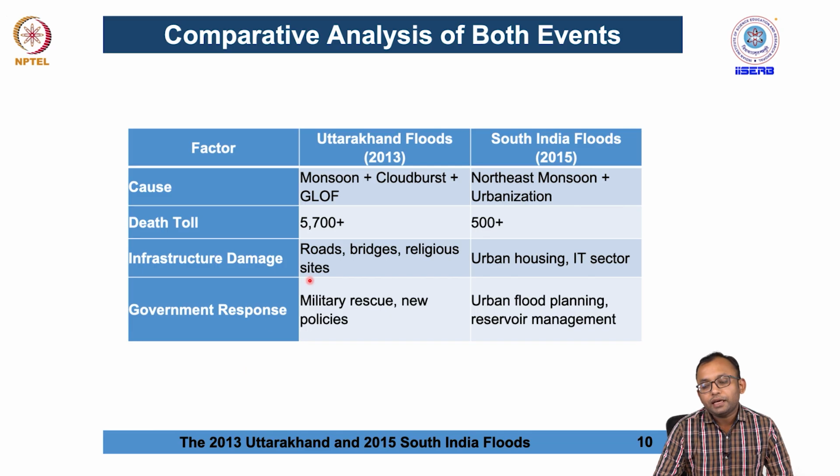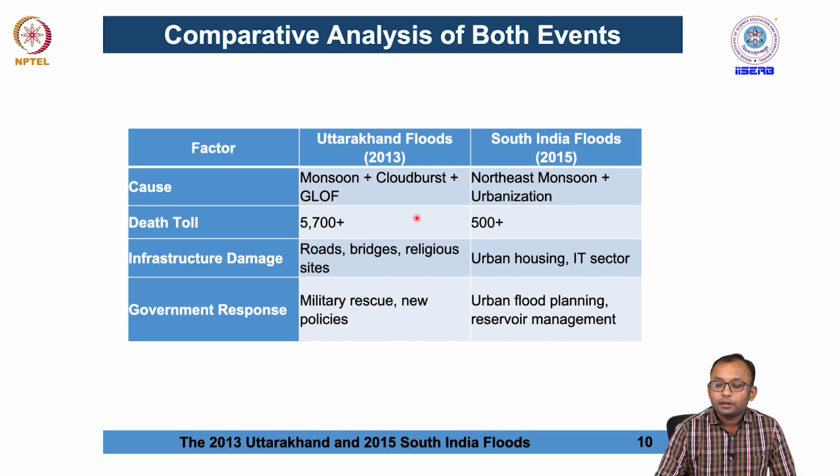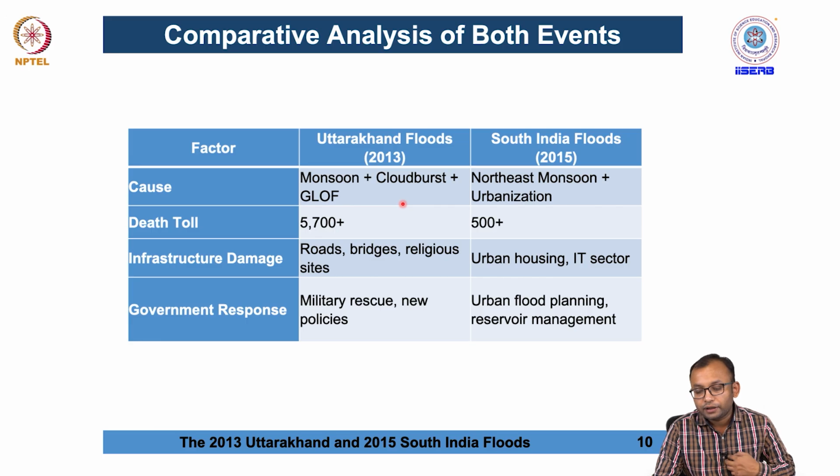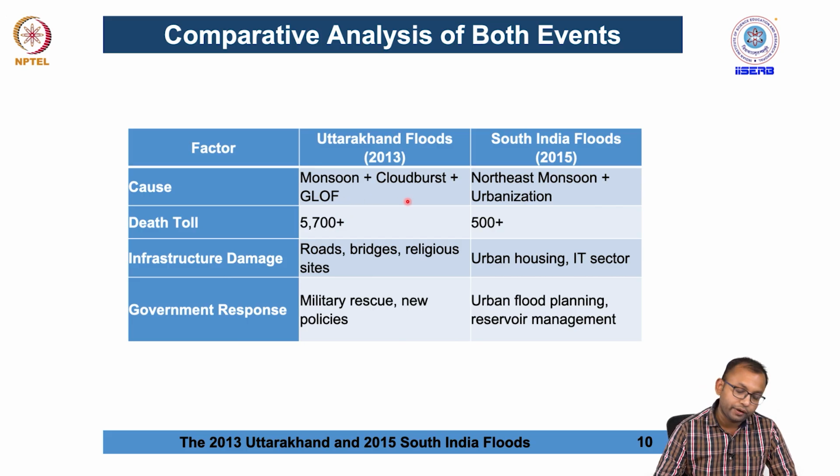So, if you comparatively assess both events, the factors were different. For example, in the Uttarakhand flood, monsoon, cloudbursts and glacial lake outburst events were the primary leading causes of the flooding. On the other hand, in the South Indian flooding event, the northeast monsoon and urbanization were the primary leading causes. Here, thousands of people have died and been affected. We have also had hundreds of people affected because of the South Indian floods.